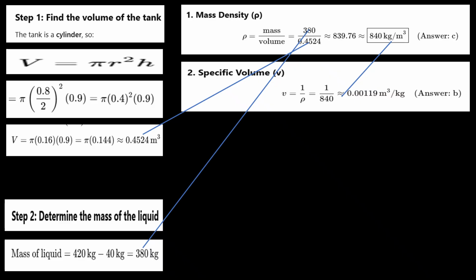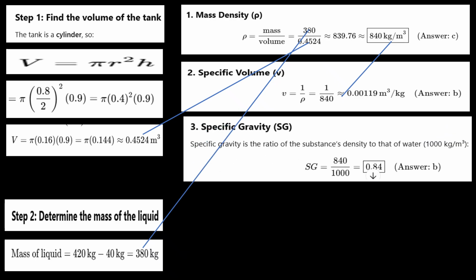Moving on now to the third question, we need to calculate for the specific gravity. Specific gravity has a formula of rho over 1000. Since we already have the value of our rho or mass density, which is equal to 840, we simply divide it by 1000. That is why in this portion of our solution, as we can see, Sg is equal to 840 over 1000, and that is equal to 0.84, meaning our answer is letter B. The specific gravity value is 0.84.